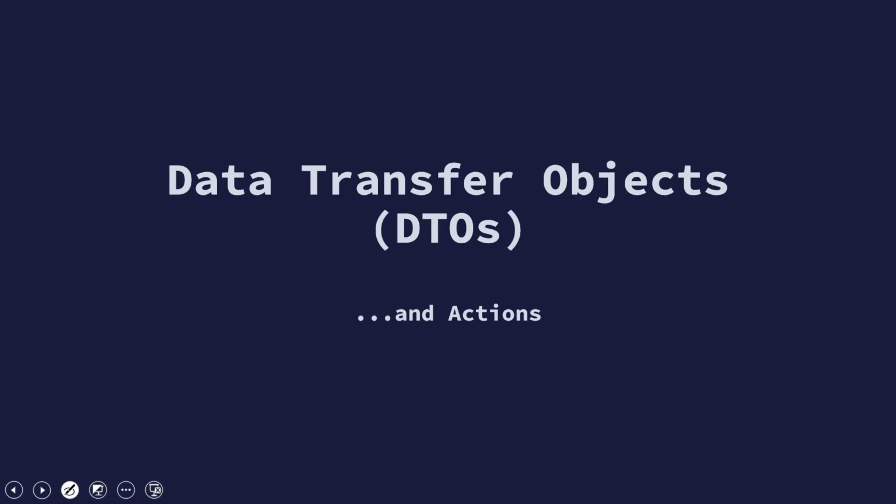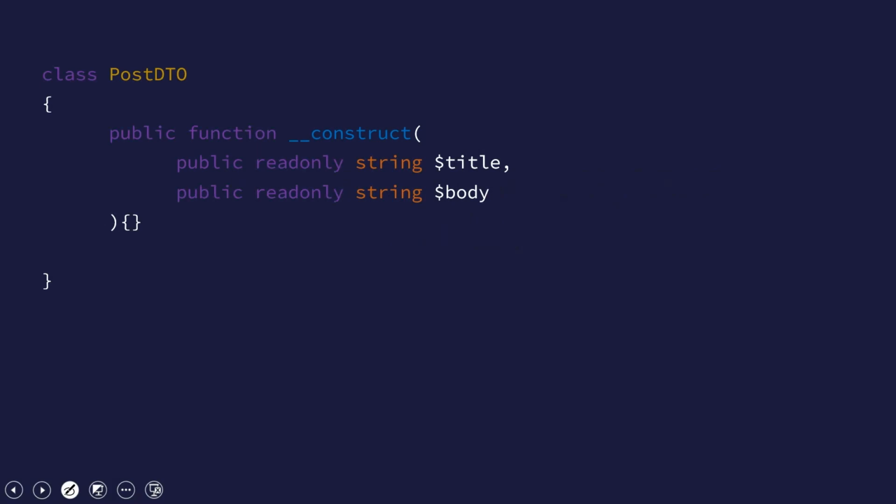So data transfer objects, let's focus on data transfer objects first. A data transfer object is an object that is used to move data within your code. You can use a DTO to move data from one point to another, or from one class to another class, while retaining the structure of your data and making sure that your data does not change in transit. So an example of a DTO is this.